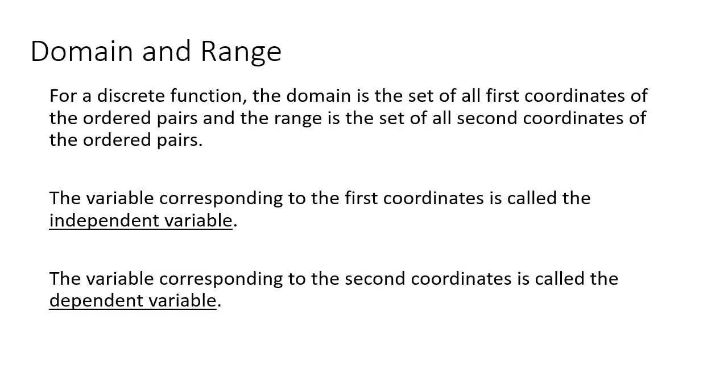So now let's talk a little bit more about domain and range. Remember, when I was giving you the definition of a function, I said that the set of inputs was called the domain, and the set of outputs is called the range. Well, for a discrete function, for lists of ordered pairs, we assume that the first coordinate is the input and the second coordinate is the output.